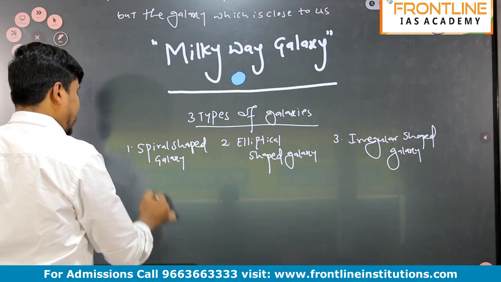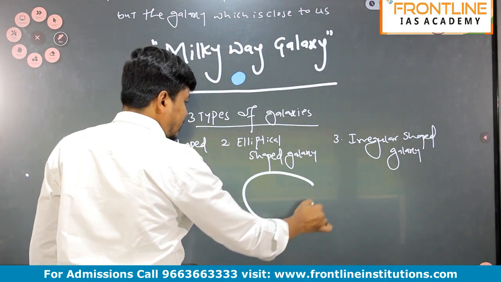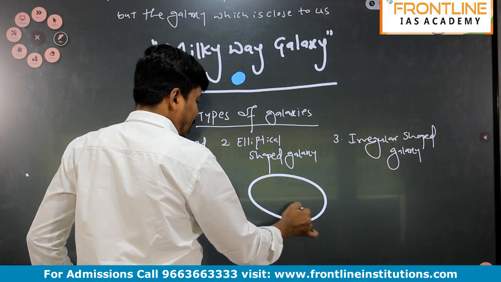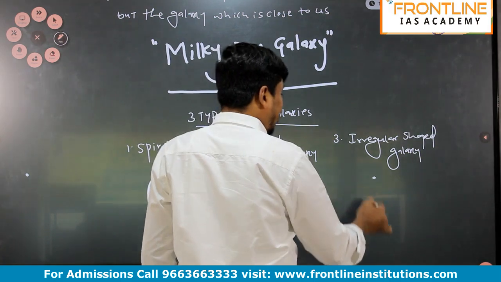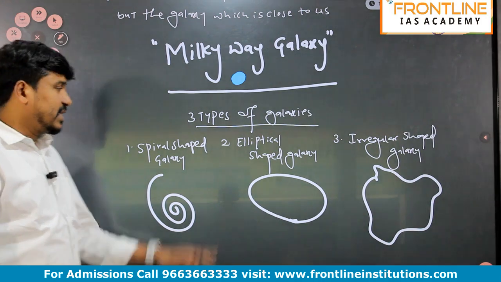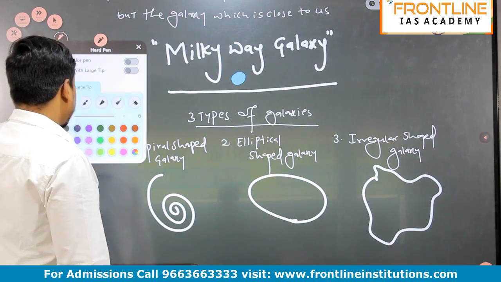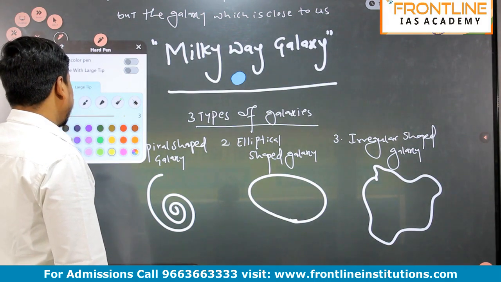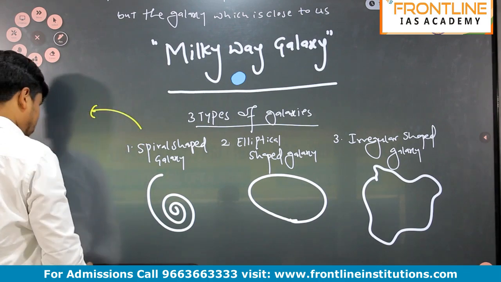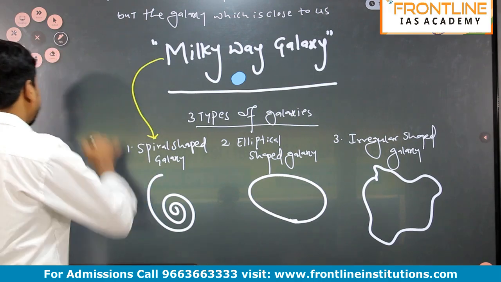So this is a spiral shaped galaxy, and the egg-like structured galaxies we call elliptical, right? Egg-like shaped galaxies are known as elliptical, and irregular shaped galaxy has no particular shape, right? And if you get the question, what is the shape of the Milky Way galaxy? The answer is spiral shape. So the Milky Way is also a spiral shaped galaxy, right?